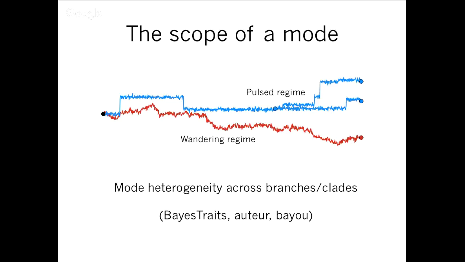I think an interesting way forward in phylogenetic work is to talk about how we can induce shifts in modes on phylogenies. So, for example, just as has been done with BayesTraits, Auteur and Bayou, where you have shifts in parameters as part of the evolutionary process, you could also imagine shifts in evolutionary modes or shifts in evolutionary processes with respect to branches and clades.